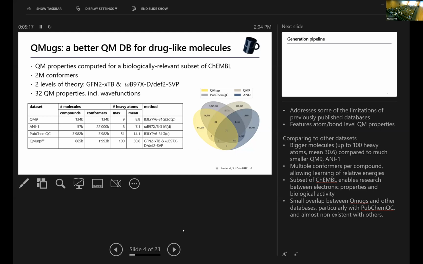And here on the right, we're showing some sort of Venn diagram that shows the overlap between QMugs and other popular datasets such as ANI-1, QM9, and TopChemQC. And we see that the overlap is quite small, which is mostly related to the size of the compounds considered in this data set.